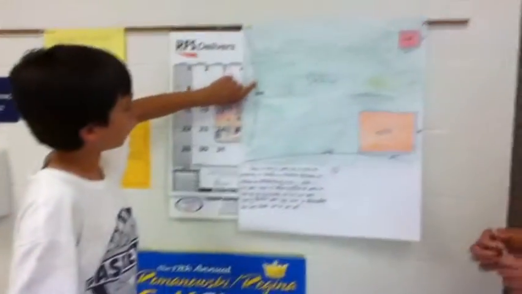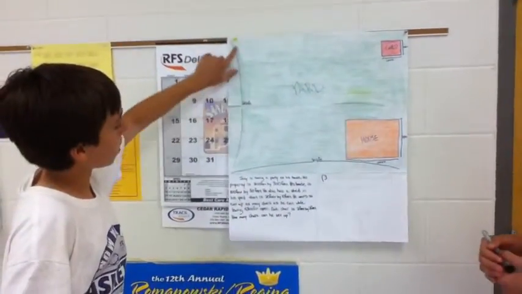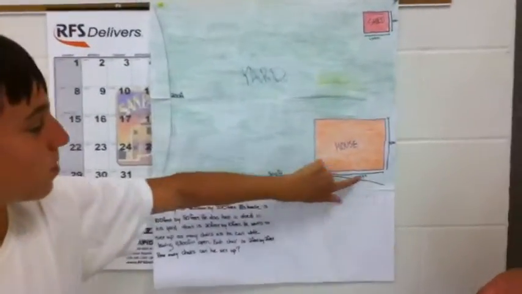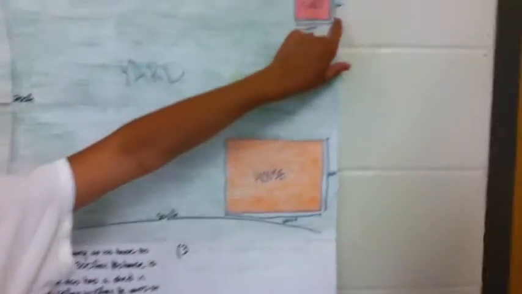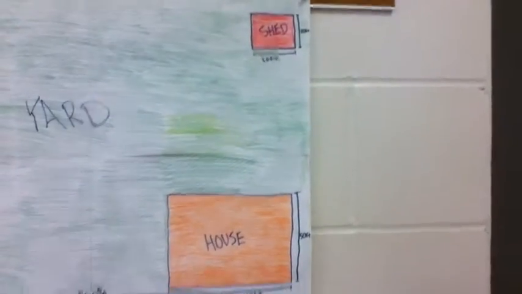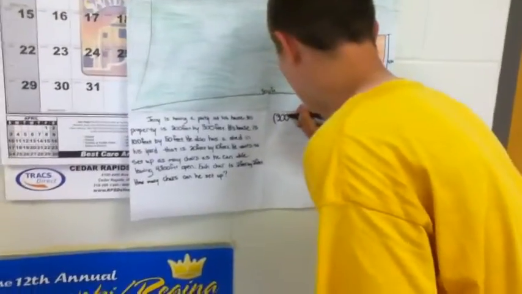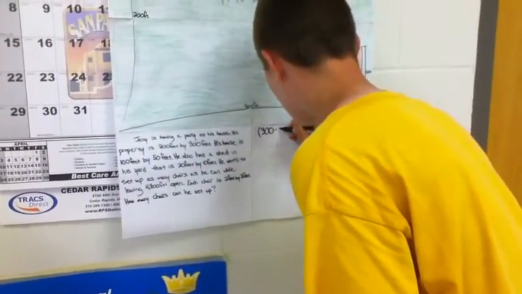Okay, so Ken, here's our diagram. The yard is 200 feet by 300 feet. The house is 100 feet by 50 feet, and the shed is 20 feet by 10 feet. So set by our equation, what are we going to do first? You would multiply 200 feet by 300 feet to get the total area of the yard. Okay. That's good.